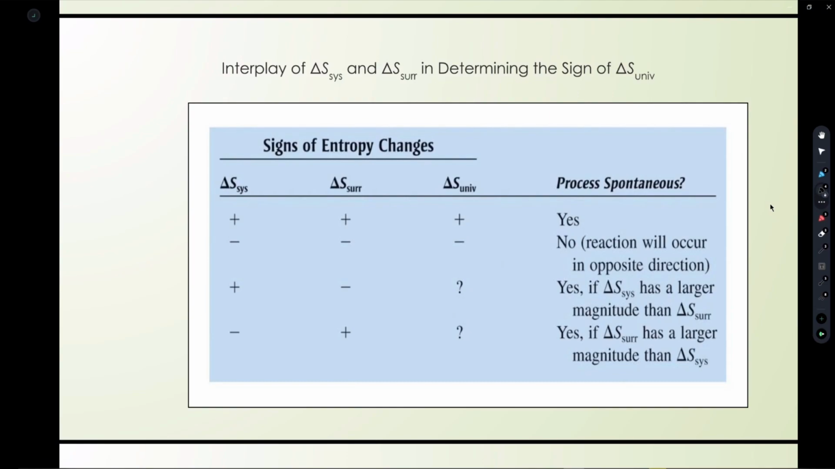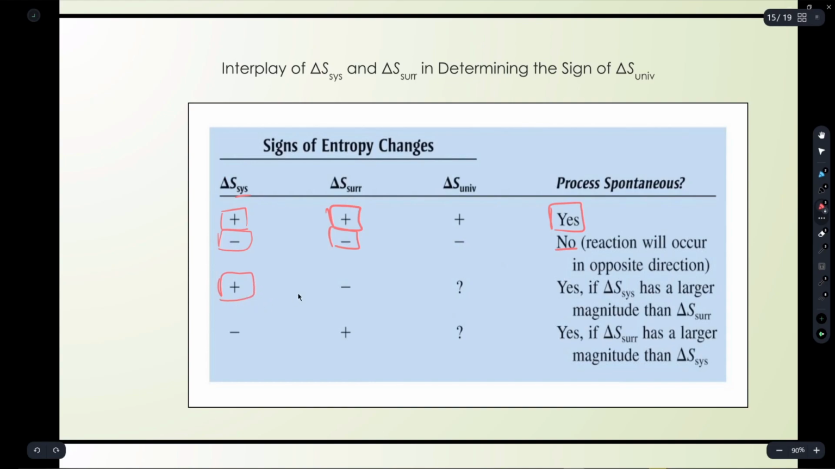This table basically simplifies everything we mentioned earlier to tell us whether the reaction would be spontaneous or non-spontaneous. If both the delta S of the system and delta S of the surroundings are positive, then it will always be spontaneous. If both are negative, then it will never be spontaneous. In fact, the reaction will actually occur in the opposite direction, most likely.